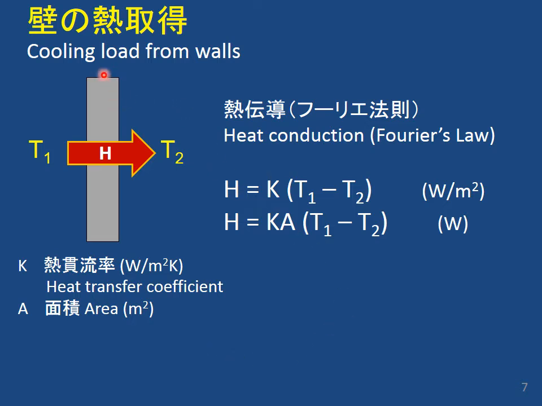So, part of the cooling load is through the walls, from the outside to the inside, from another room to this room. And the basic rule for heat conduction is Fourier's law. The total heat going through the wall equals the heat transfer coefficient of the wall times the temperature difference. Very simple. That gets you watts per square meter, but really you know the area of the wall. That's here, so you just want watts.